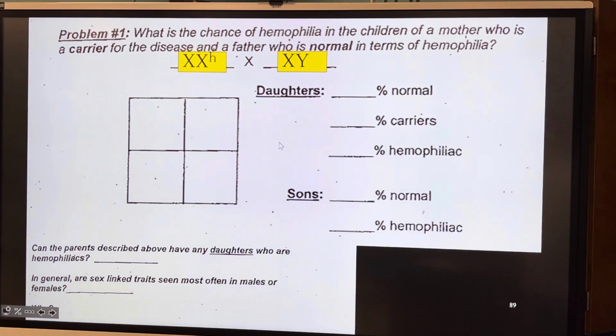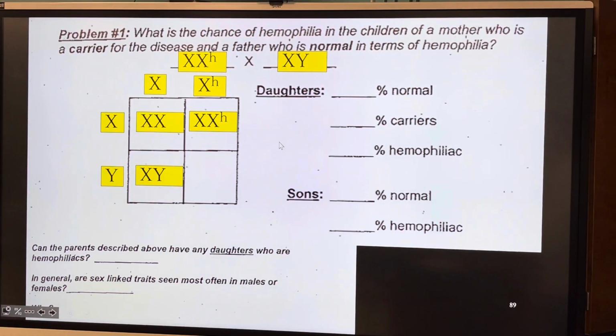So put them in their respective places on the Punnett square. Female, in this case, on top, male on the left. And fill in the blanks. So you're going to have a normal female, a carrier female, a normal male, and a male with hemophilia. So what percent of the daughters are normal? 50%. Half of them are normal. Half of them are carriers. None of them are hemophiliacs.